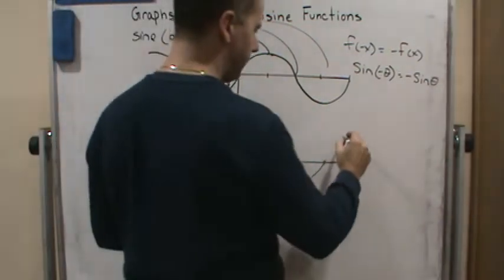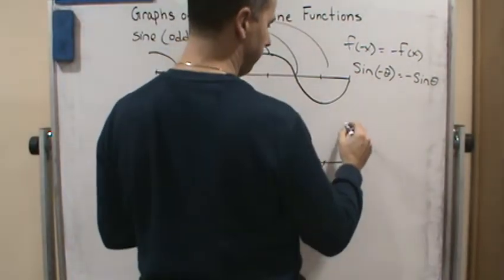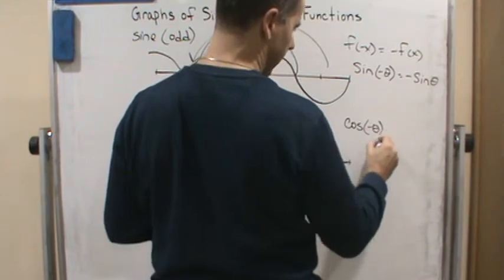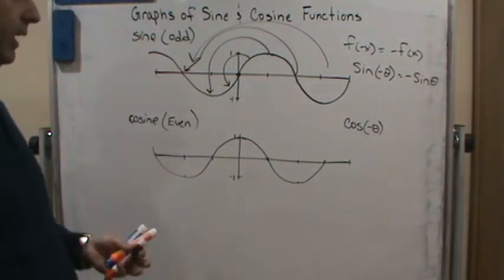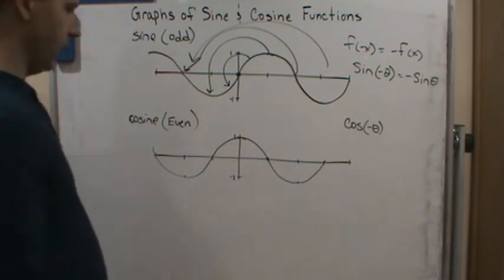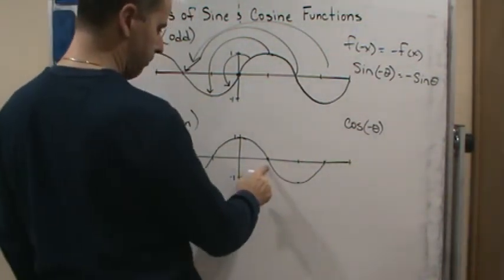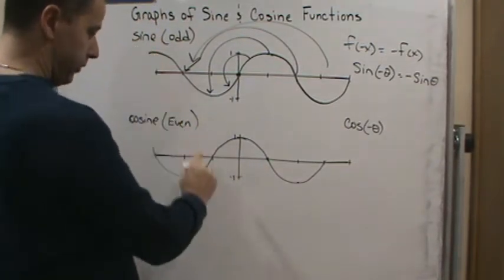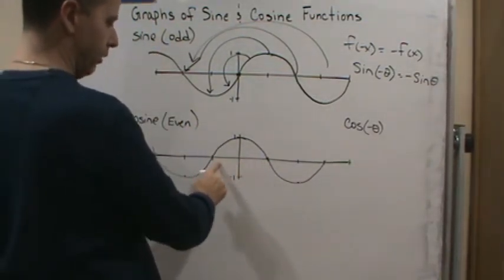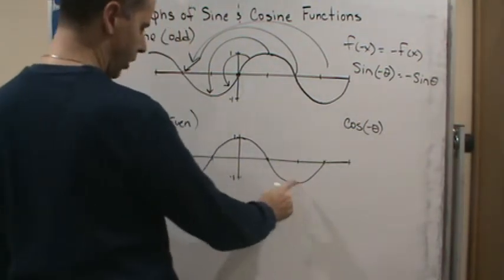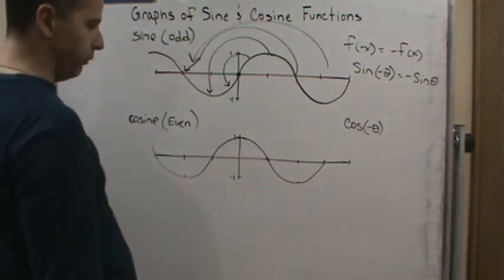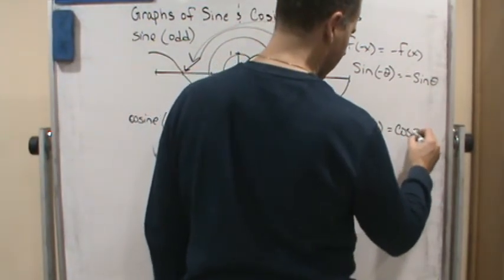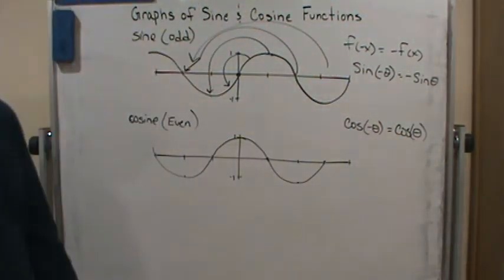What does that mean? It means that if I put in the opposite value of theta, so cosine of negative theta, then it's not going to change the function. Because whether I put in pi over 2, or whether I put in negative pi over 2, I'm going to get 0. Whether I put in pi, or whether I put in negative pi, I'm going to get negative 1, and so on. So this tells us that this is true, which we showed before.